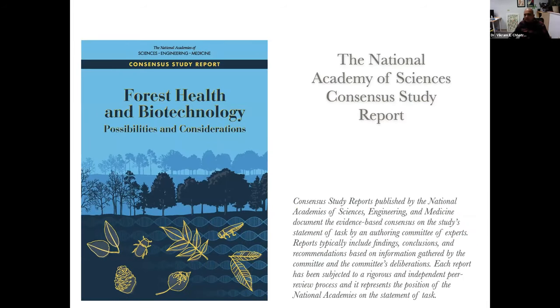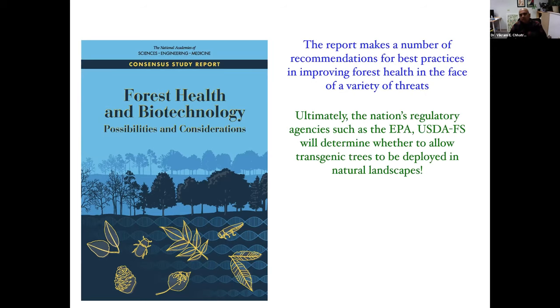It's called a consensus study report. This report is available for free to download from the National Academy's press website. I encourage you to go and take a look at it if you're interested. You can also buy a printed copy, but the online PDF version is available for reading for anybody for free. The report makes a lot of recommendations for using best practices for improving forest health in the face of a variety of threats. And these are just recommendations.